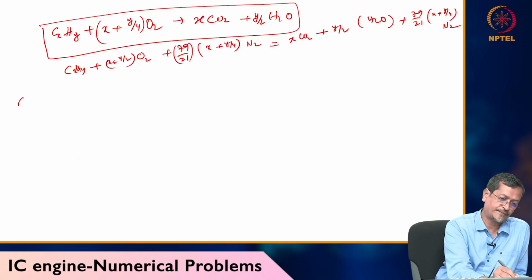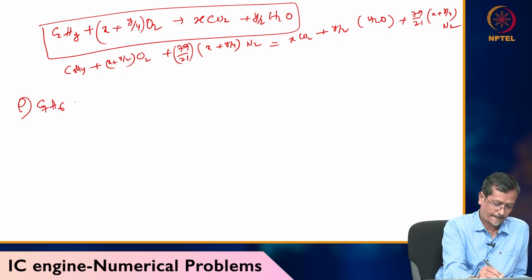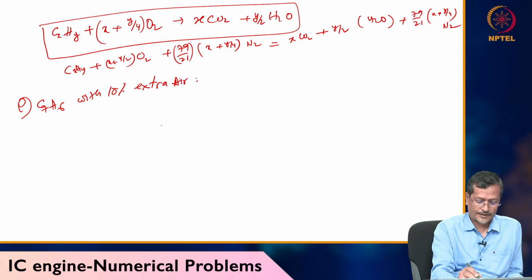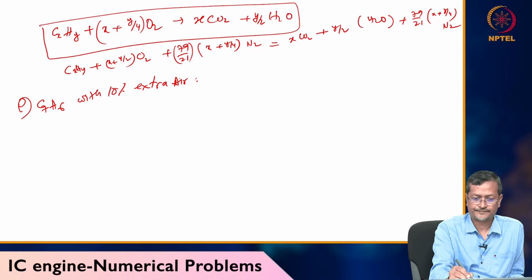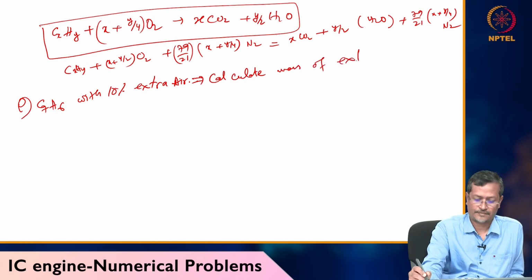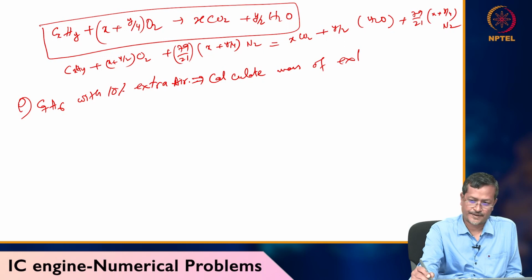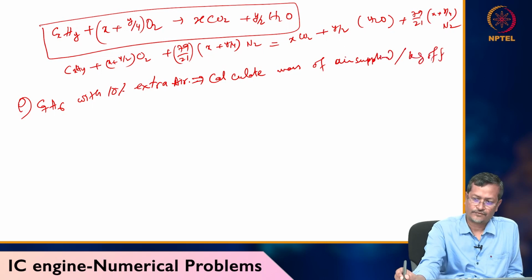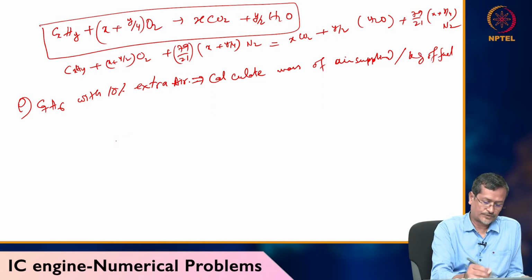Now take one problem, a question: C7H16 with 10% extra air. Then calculate the mass of extra air and the mass of air supplied per kg of fuel.